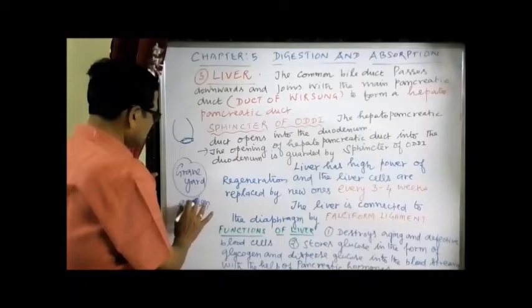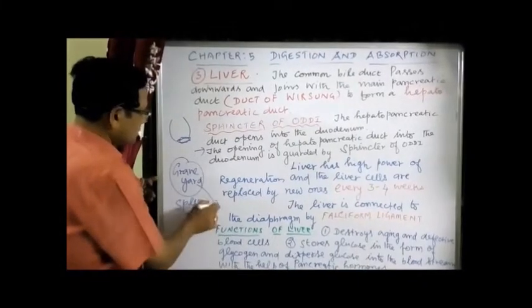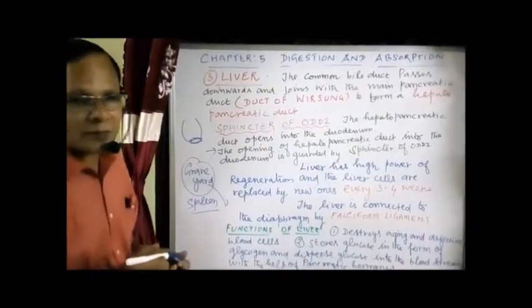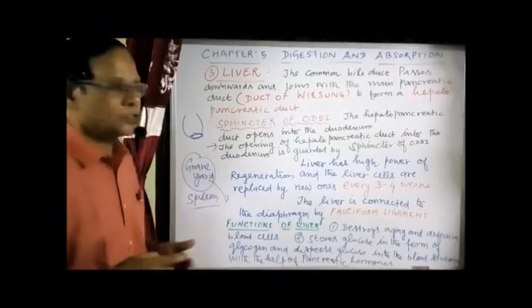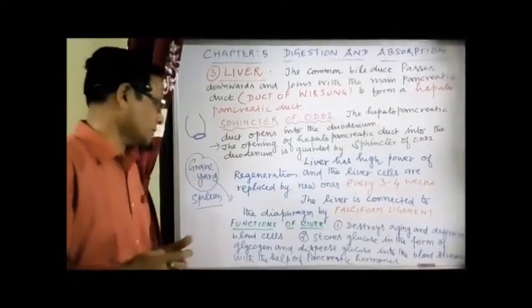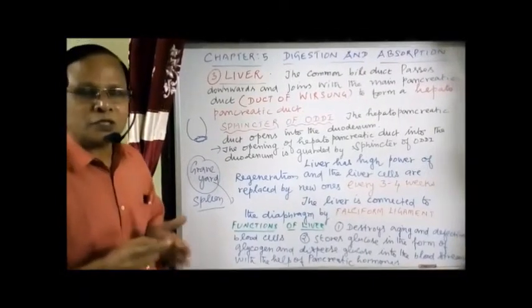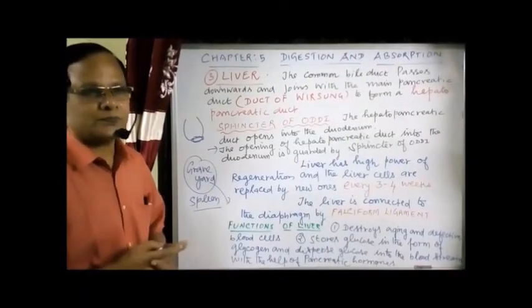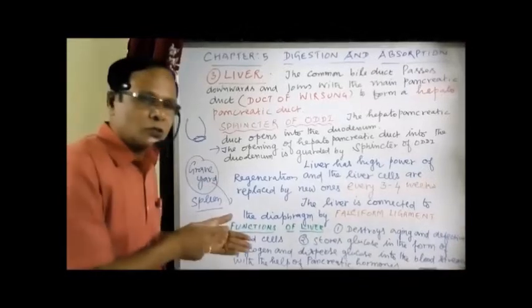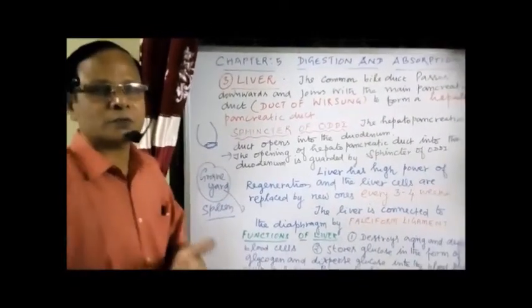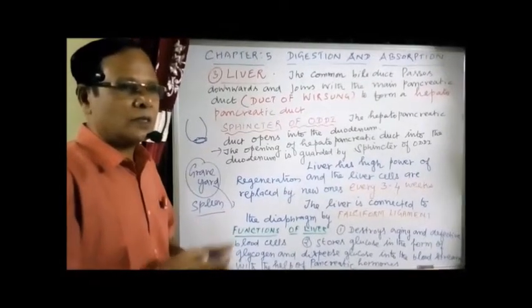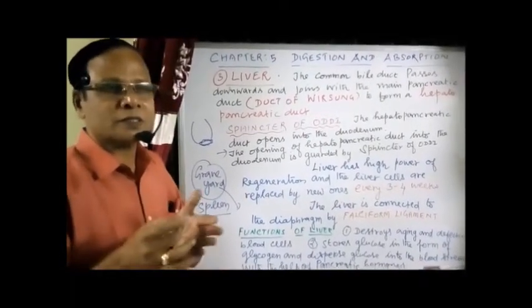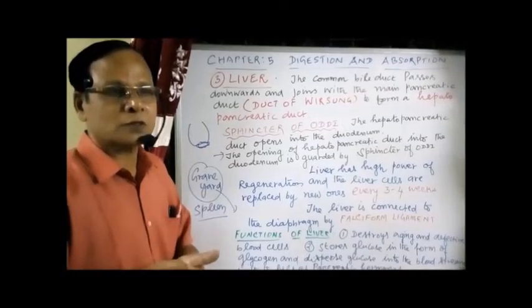So along with the spleen, the liver also acts as a graveyard for the destruction of worn out, aged, or defective blood cells. Then it is the main storehouse of glycogen. It stores glucose in the form of glycogen, a complex polysaccharide. And it also releases glucose whenever there is a need, when there is a shortage of glucose in the blood.